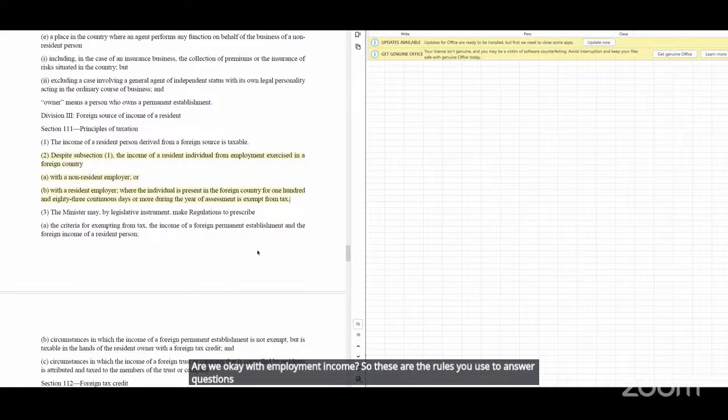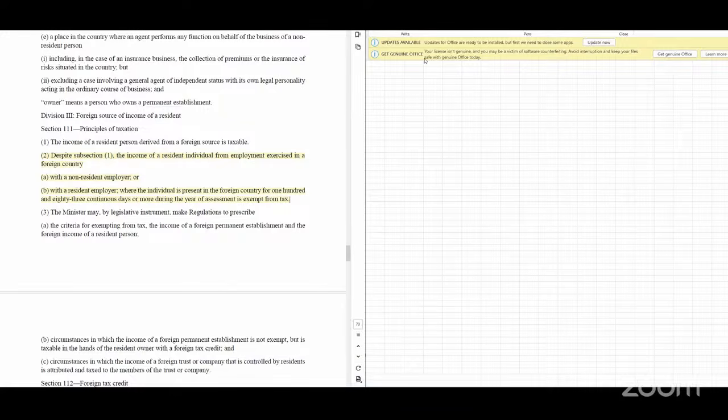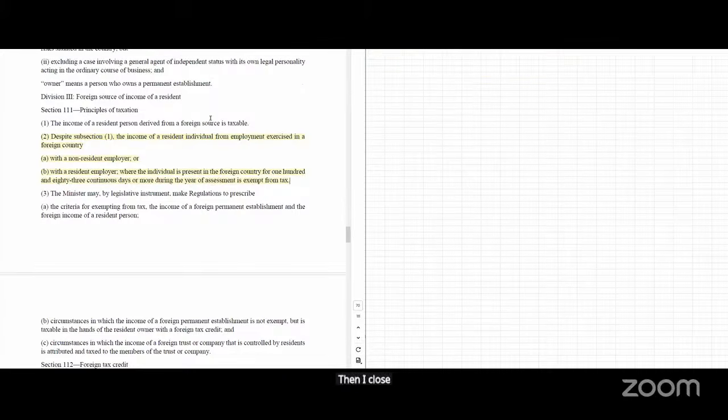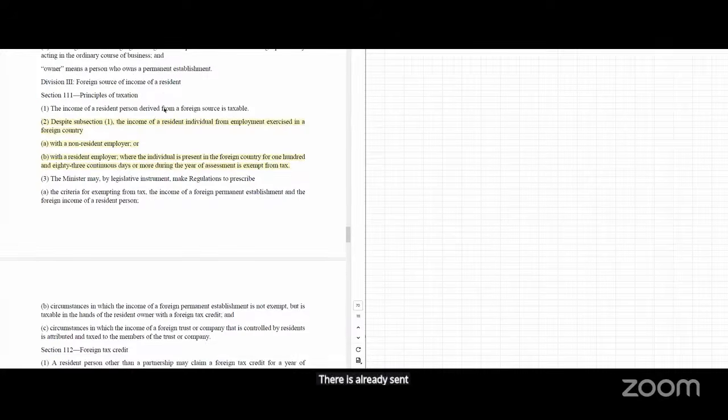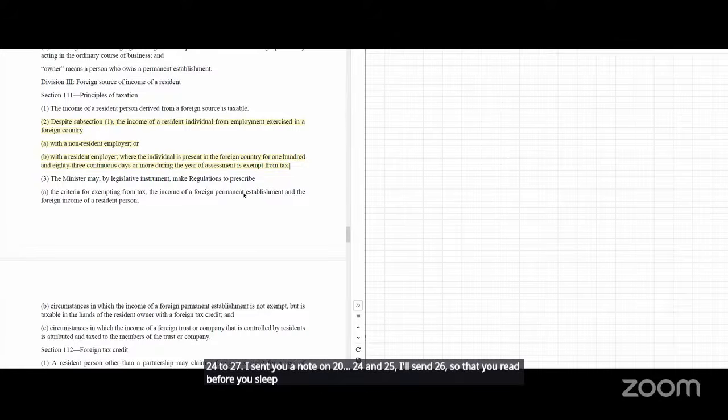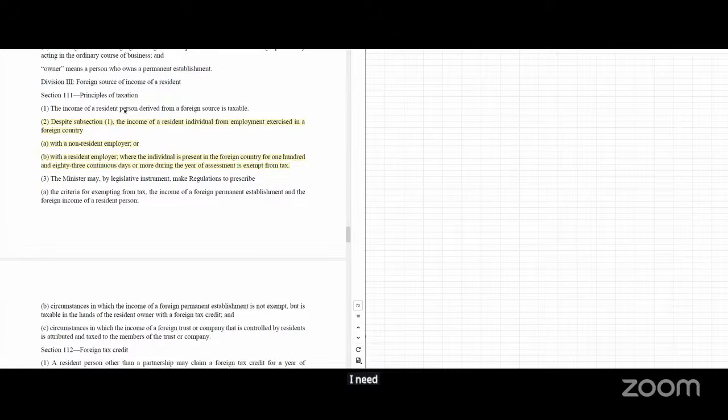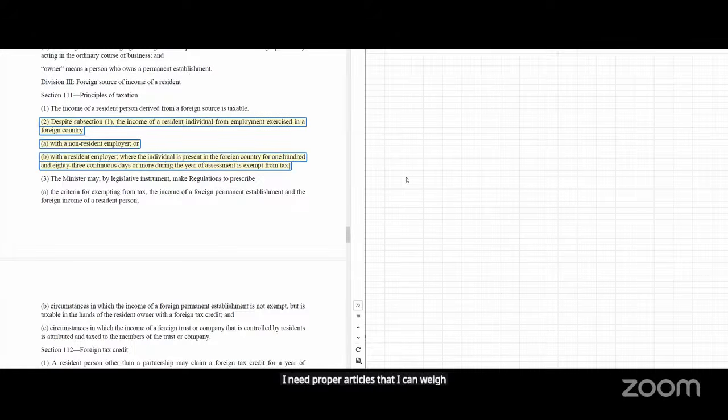Okay. Now, what other article do you need help with? Then I close. The rest, I already sent you videos in the morning. Special provisions. Exchange of information. 24 to 27. I sent you a note on 22, 24, and 25. I'll send 26 so that you read before you sleep. Okay. I need proper articles that I can weigh. Okay, so they can ask you.